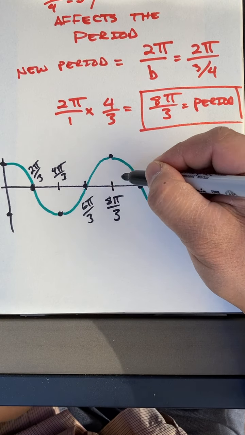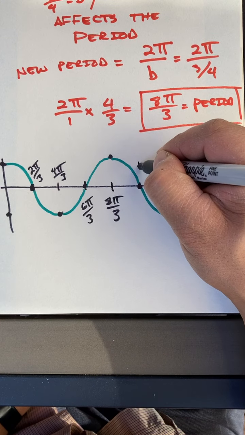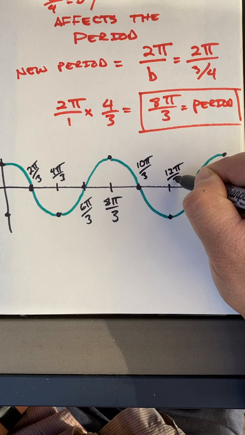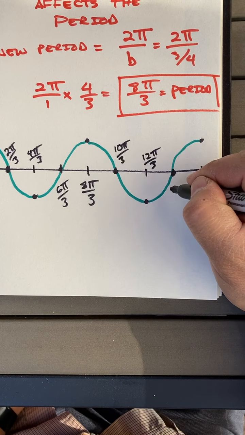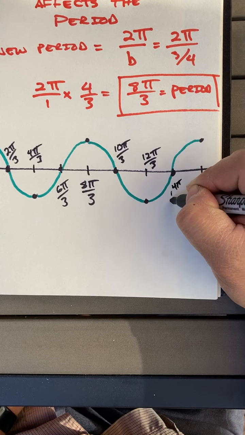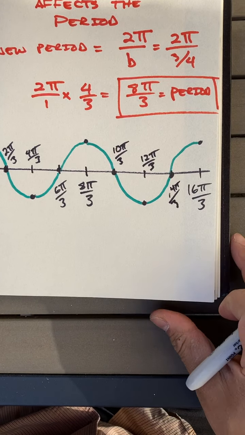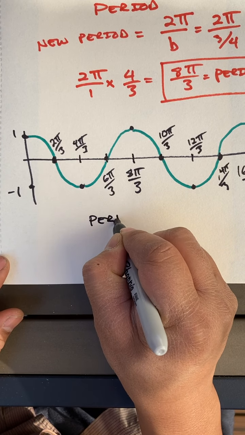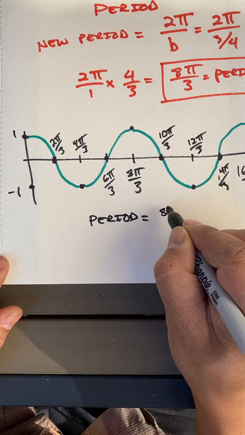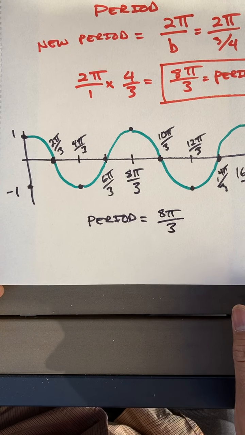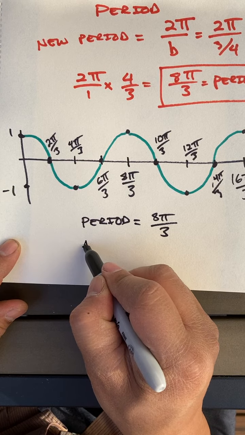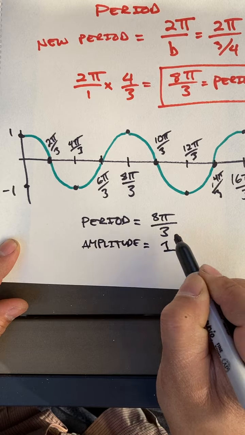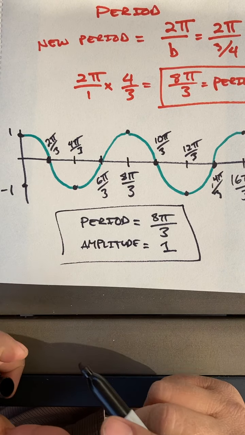So I'm going to go ahead and keep adding 2 pi as I cruise around here. 10 pi over 3, 12 pi over 3, also known as 4 pi, 14 pi over 3, and 16 pi over 3 is already marked. The period, again, is 8 pi over 3. And there was no coefficient before the function, so my amplitude is still 1. Thank you much.